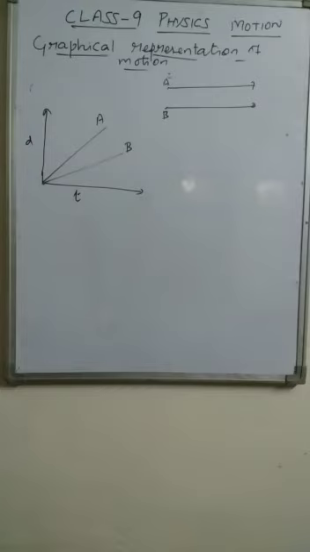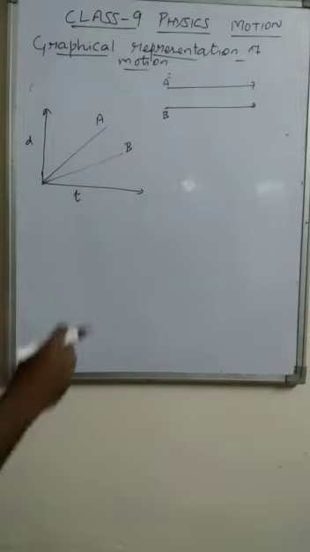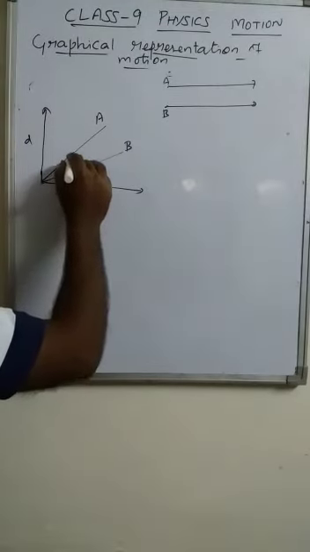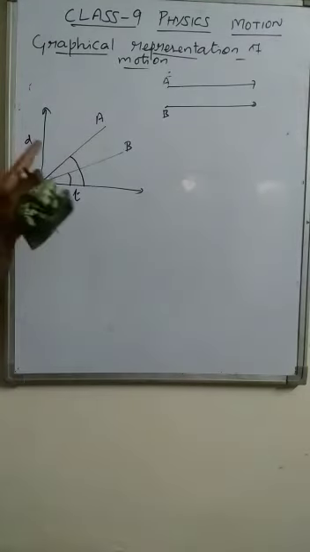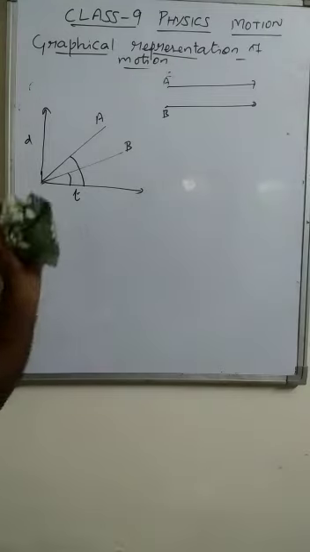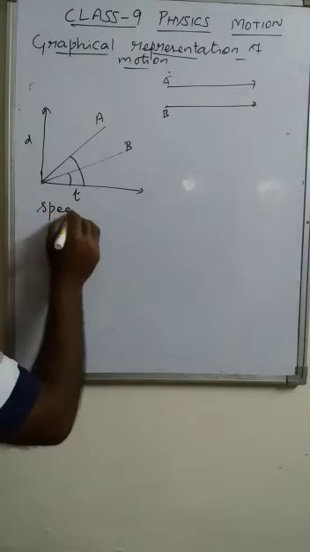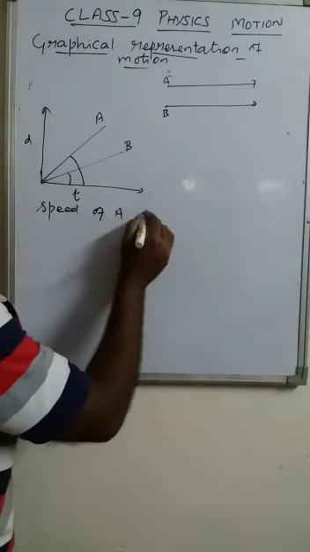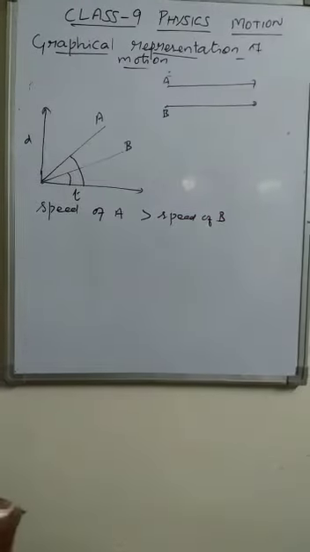Here you can observe the graph and see which graph has greater speed. For that, the slope is obtained by the ratio of sides, so we took the angle. This is the angle made by graph A and graph B. Whichever graph makes a greater angle with the time axis will have the greater speed. So from the graph itself we can find that the speed of A is greater than the speed of B. This is the comparison of the speed of different objects from the same graph.